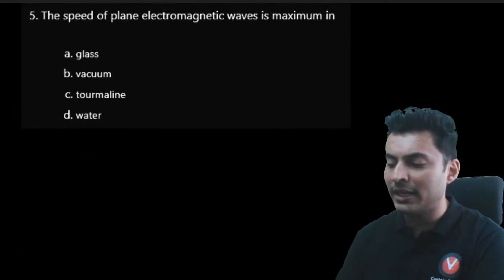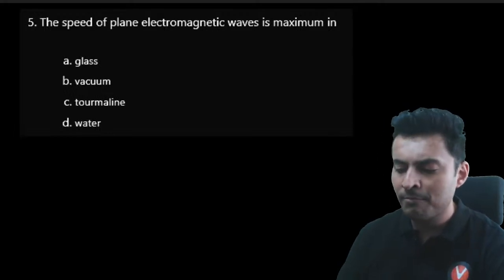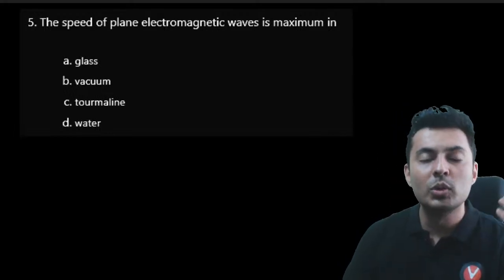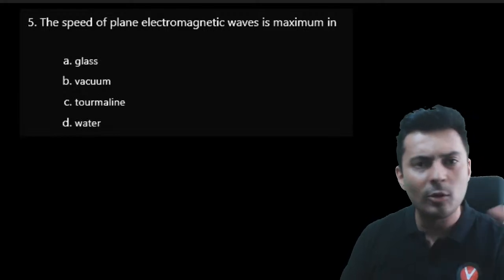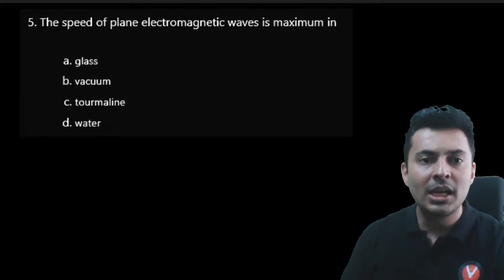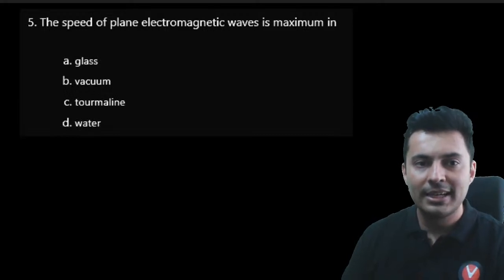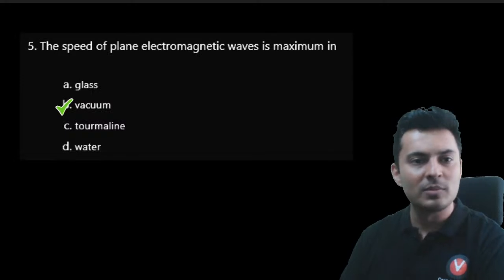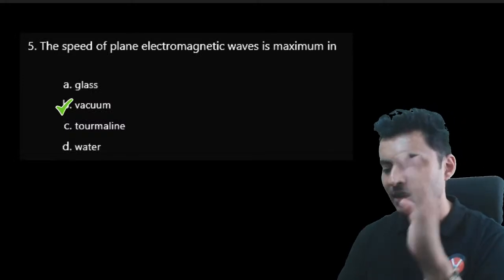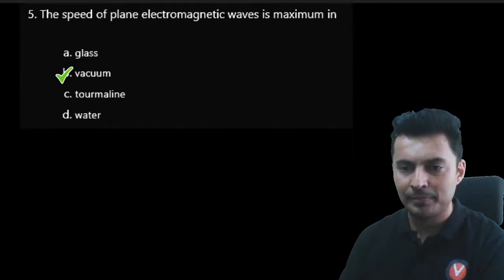The speed of an electromagnetic wave is maximum in which medium? Any electromagnetic wave moves the fastest in vacuum. In any other medium, be it glass, water, liquid or solid, it will always be slower. Hence, the answer is vacuum. Vacuum's refractive index is 1, so it is the fastest there.